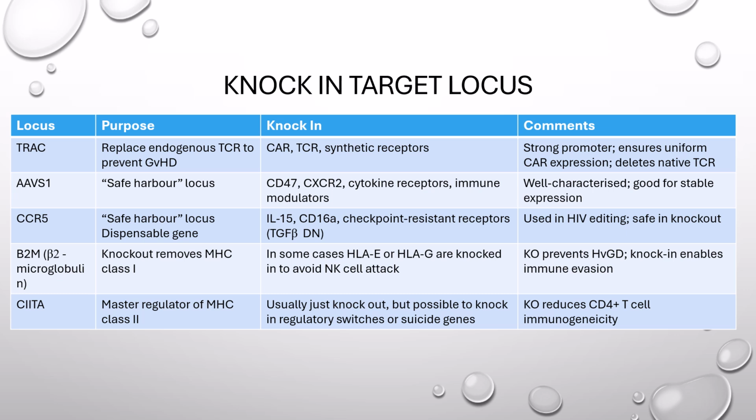And then you've got this CIITA. This is the class 2 transactivator, and it's a popular knockout because it's a single switch that controls the expression of your major histocompatibility class 2 genes. So knocking it out prevents your surface major histocompatibility class 2 expression, even in an inflammatory environment. So it's usually one synthetic gene when you knock in to each locus.